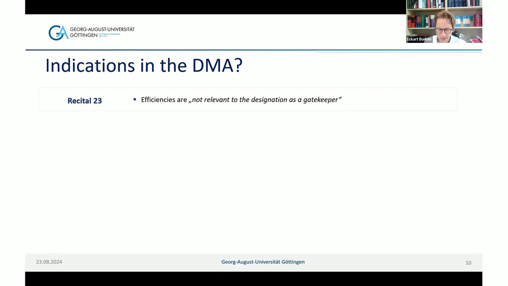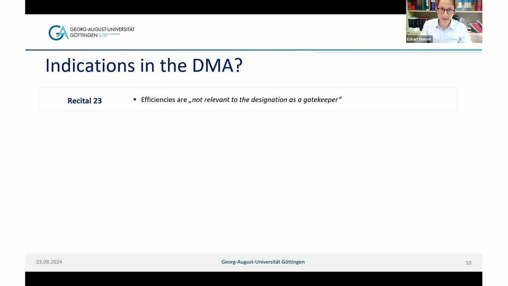And here we have at least a recital saying efficiencies are not relevant for the designation as a gatekeeper. As I said before, the designation has to be distinguished from compliance with the obligations. The designation is just the stage of the proceeding activating all the obligations, and here efficiencies are not relevant. So it's a first indication, but we cannot directly infer something from this for the obligations.